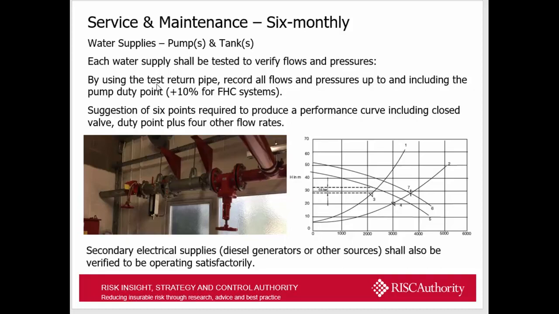And what we would suggest, in agreement with the LPCB, is that you test 6 points on a sprinkler water supply, including closed valve, duty point and 4 other flows, to enable you to produce a system curve as shown on the right hand side there, so that you can then verify if the pump is performing to duty and will do what it's supposed to do. On top of that, any secondary electrical supplies from diesel generators or other sources should also be verified to operate satisfactorily, so your backup supplies need to be tested on a 6-monthly basis as well.